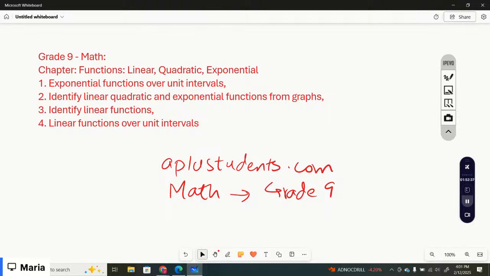We're going to start with the chapter functions, linear, quadratic, and exponential. The lessons we're going to cover today are exponential functions over unit intervals, identify linear, quadratic, and exponential functions from graph, identify linear functions over unit intervals.